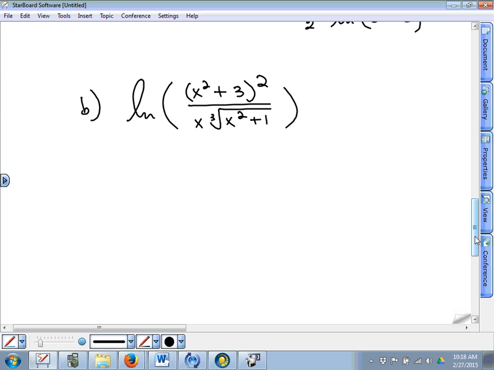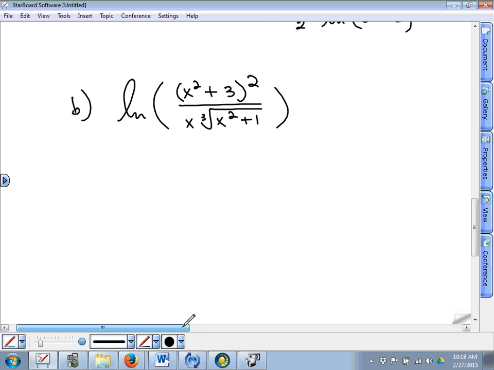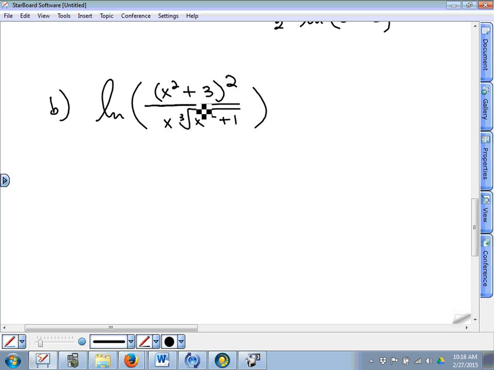This one's a little more challenging. It looks like it's a lot more challenging, but it really isn't. There's a product rule in there somewhere. There's also a quotient rule in here, right? First thing I would deal with is your quotient. You have a numerator and a denominator.